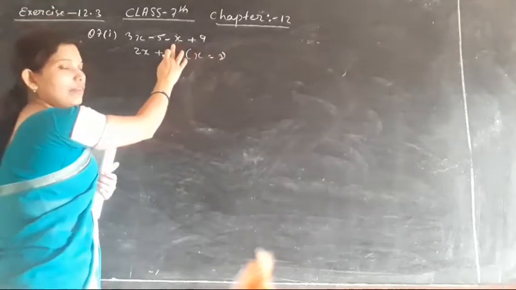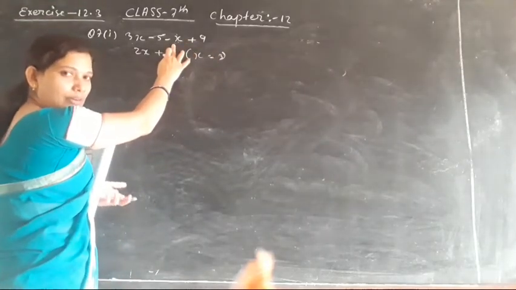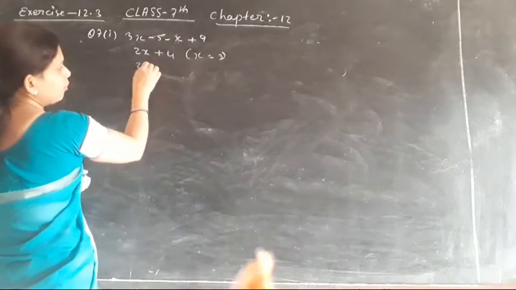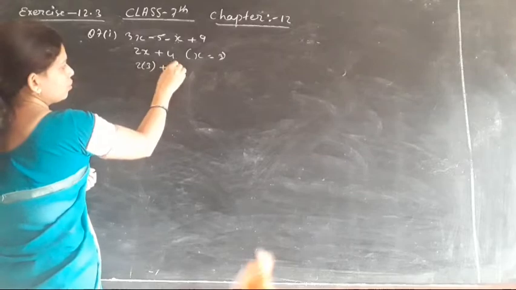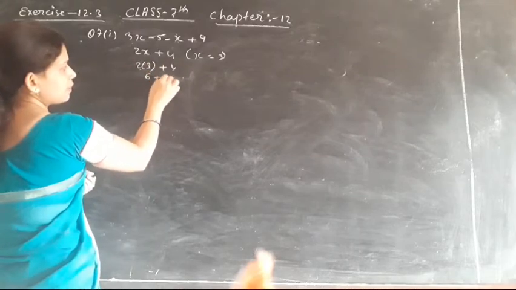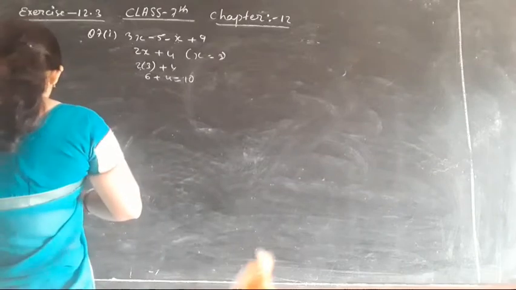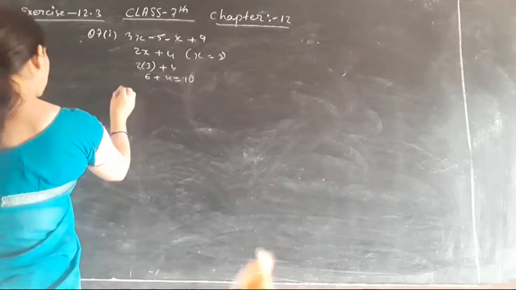Here a और b की वैल्यू नहीं है, तो जब a और b की वैल्यू यहाँ पर नहीं है तो हम वैल्यू भी पुट नहीं करोगे, सिर्फ x की वैल्यू है, क्या पुट करना है x की जगह पर 3. So 2 into 3 will be 6, 6 plus 4 will be equal to 10. Clear?